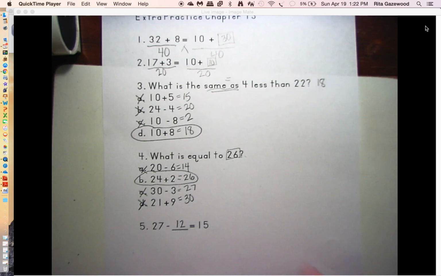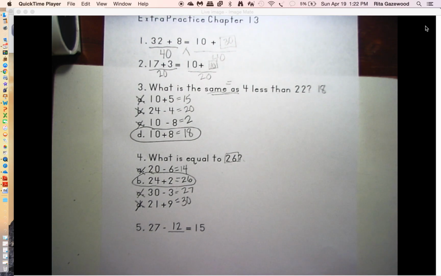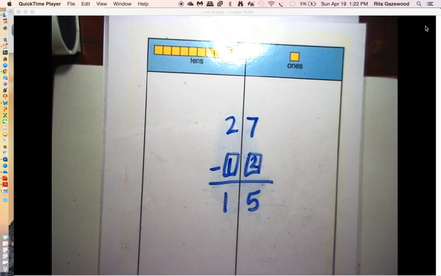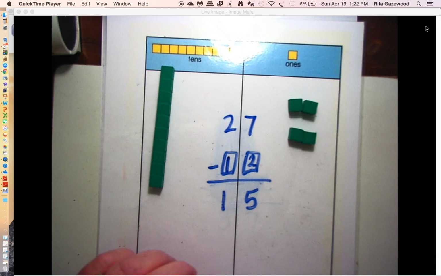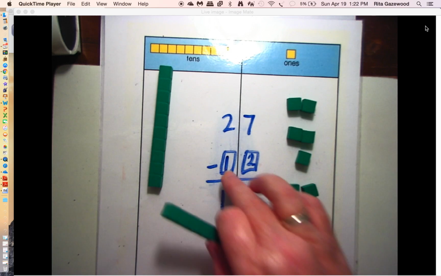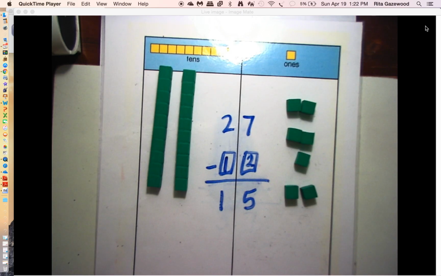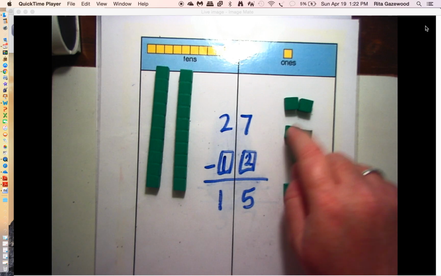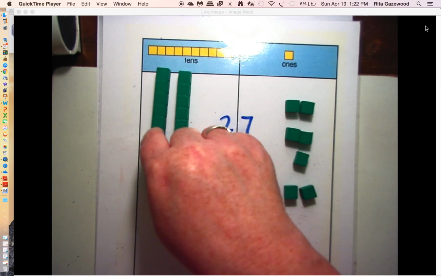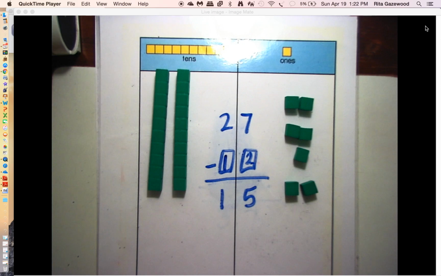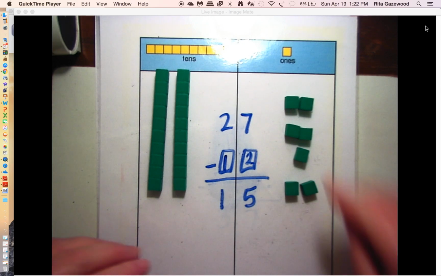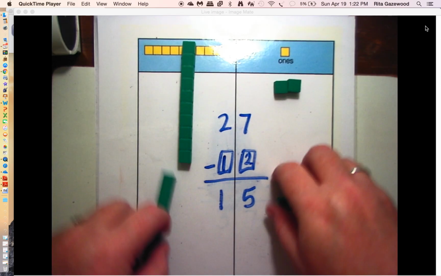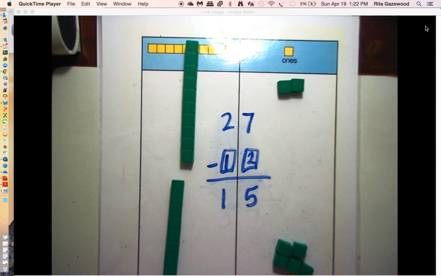Now I want to show you a way to check yourself. So using your place value chart, you can always put your 15 back, because that's what you ended up with, right? And you can check yourself. You put your 2 1s back, and you put your 1 10 back, and then you check it. Do you have 27? 1, 2, 3, 4, 5, 6, 7. There's my 7. And 2 10s, 27. That's a way to check yourself. You can always go back and add your numbers together. So you've got 12 plus 15 equals that 27. Addition and subtraction are related.